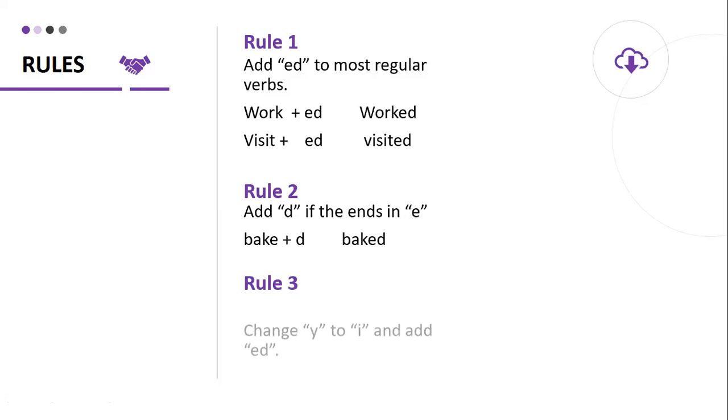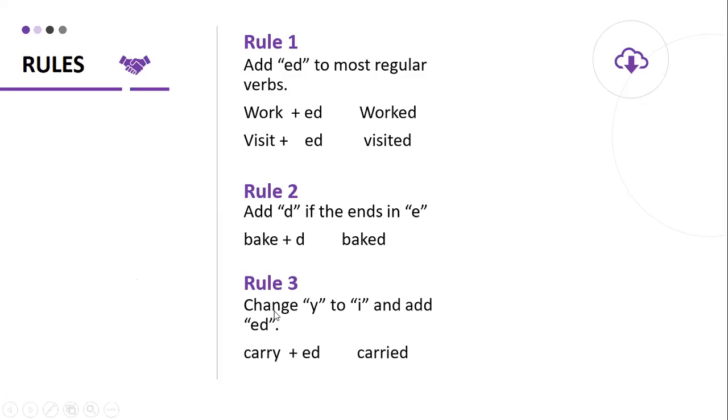Number three, rule number three. Change Y to I and add ED. Si el verbo termina en Y de yo, en Y latina... perdón, se la cambiamos por la I latina. And then we say, carry, carried, Y to I, and then we add ED, right? Other example, apply. We change the Y to I and then we add ED. Applied.